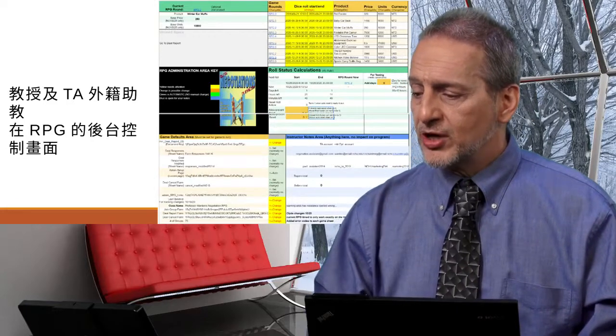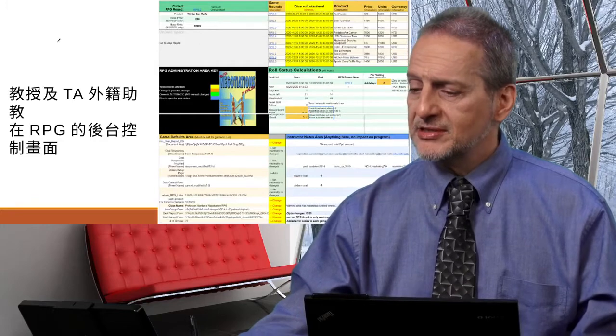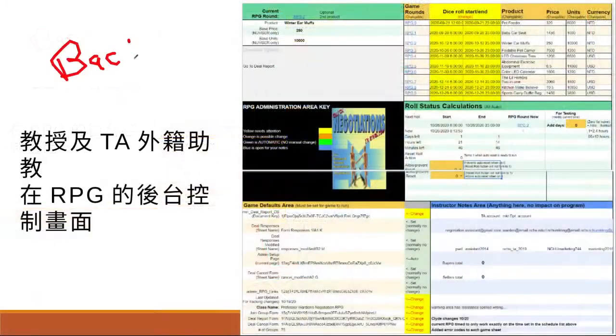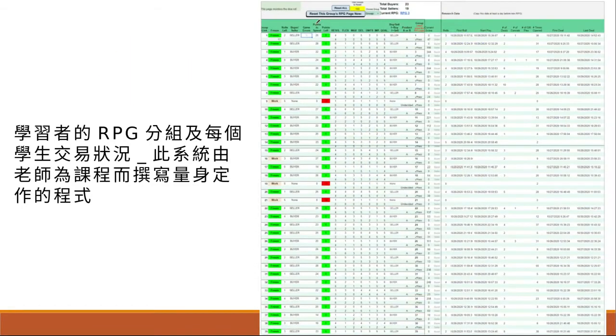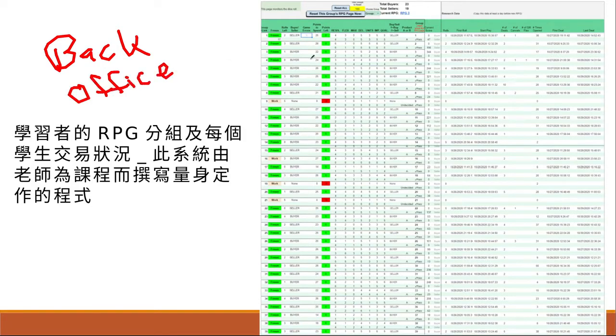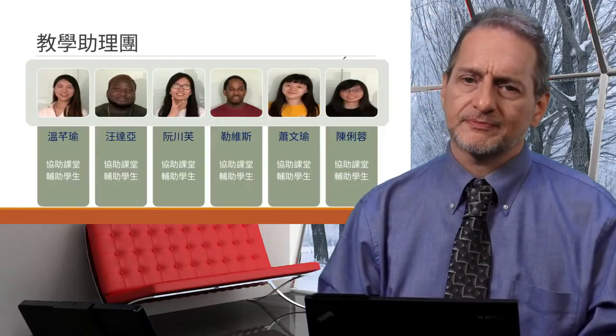Here is an example of the back end of the RPG game. I guess we would call this the back office, right? This is what the professor and the TA see, and it's quite complicated. This is all of the different RPGs being played. Here's an example of an RPG from the back office again. And this is each group's progress in this specific RPG week by week. So each group is here, very, very detailed and carefully.